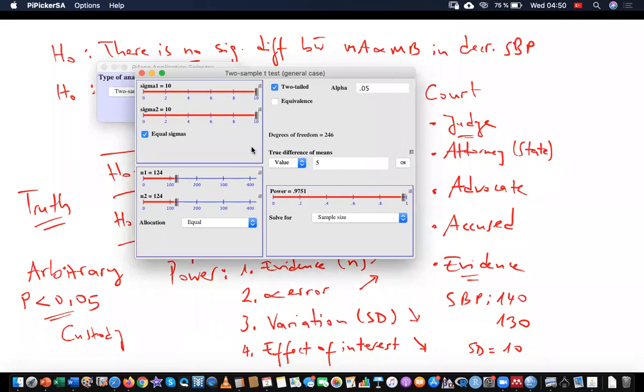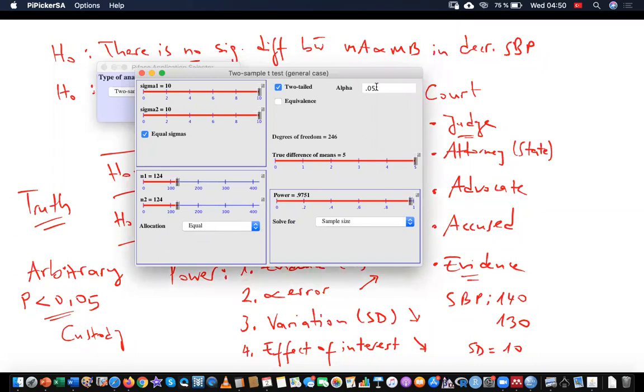Now let me ask you, it's your turn to decide. I have here in the equation, you see, the sample size, and I have alpha error. I have the variation, the standard deviation, the sigma here, and the effect of interest. Here, it is now 5.